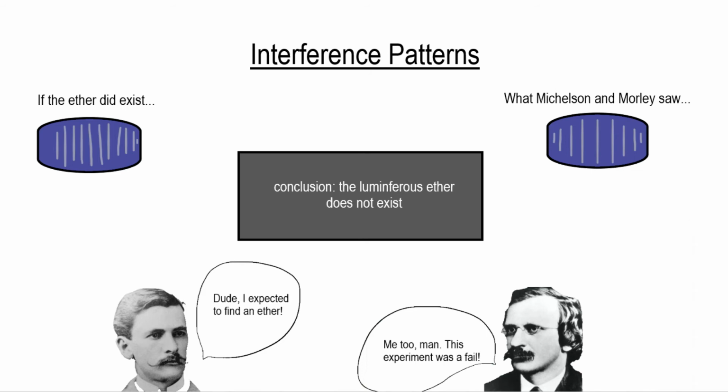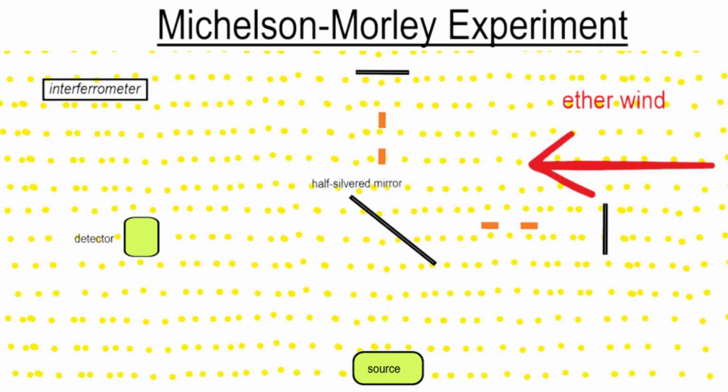They didn't change their speed. The ether wind wasn't affecting their travel. There was no ether wind. There was no luminiferous ether. Light, despite being a wave, does not need a medium to travel in. It just travels through a vacuum.